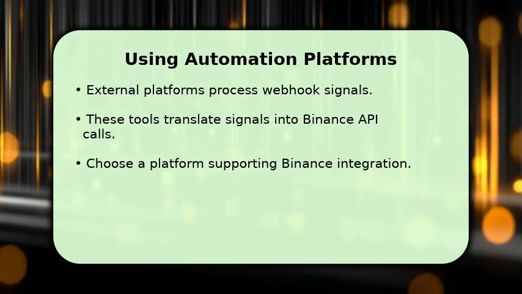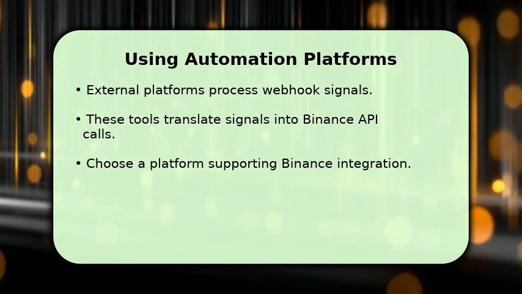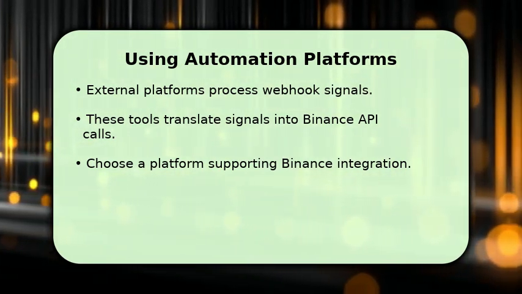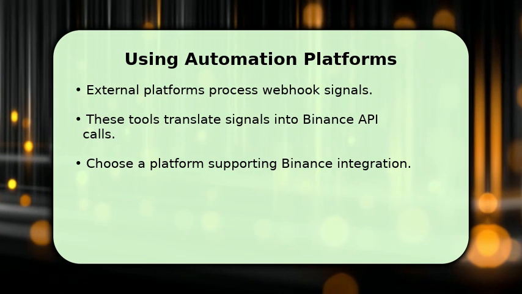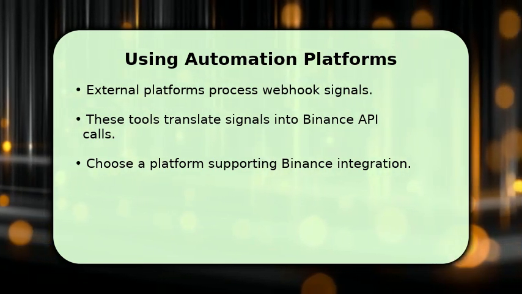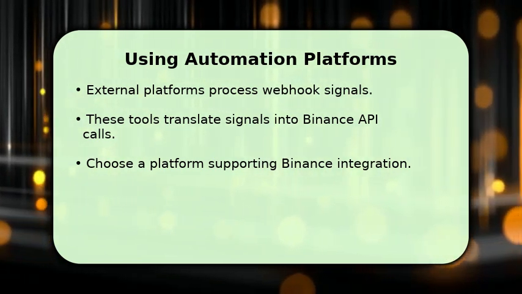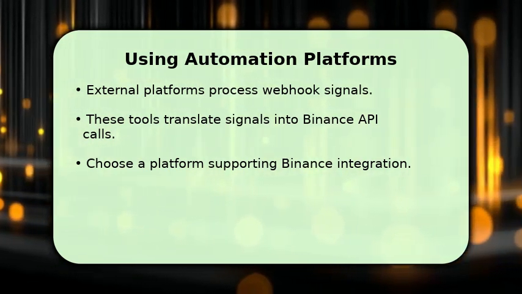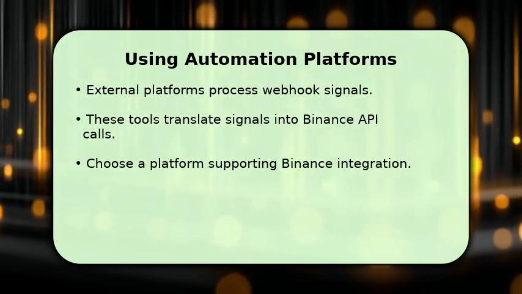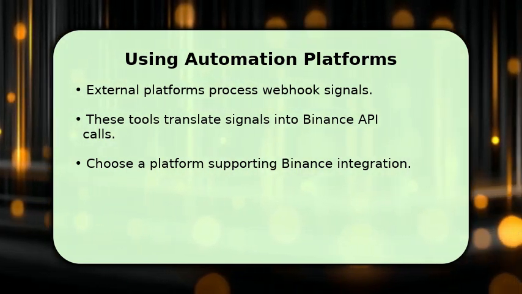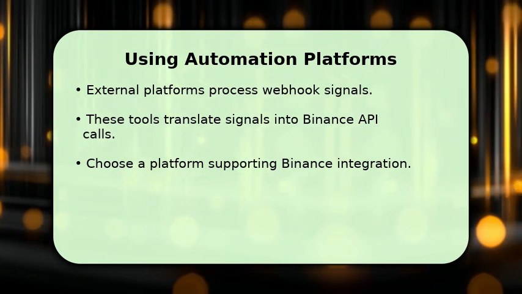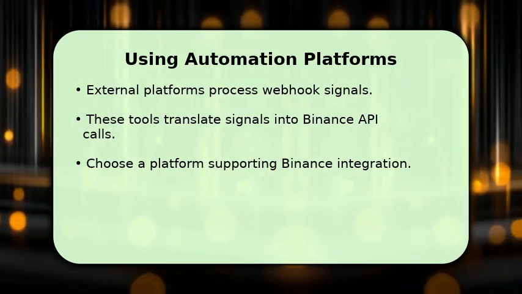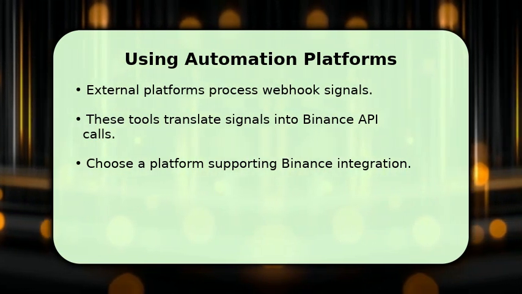Once the webhook sends its signal, a third-party automation platform takes over. This platform receives the message and translates your TradingView instructions into commands that Binance understands. It then uses Binance's application programming interface, or API, to execute the trade on your behalf. Selecting a reliable platform that specifically supports Binance is crucial for secure and efficient order execution. This intermediary is the only way to bridge the gap.